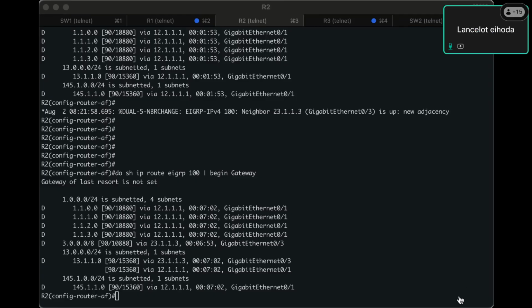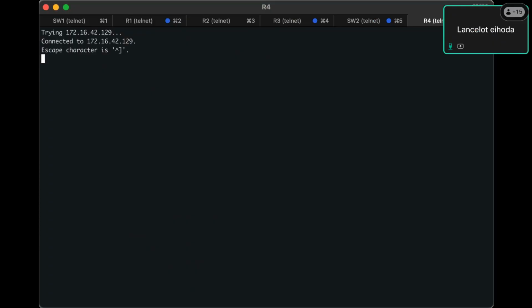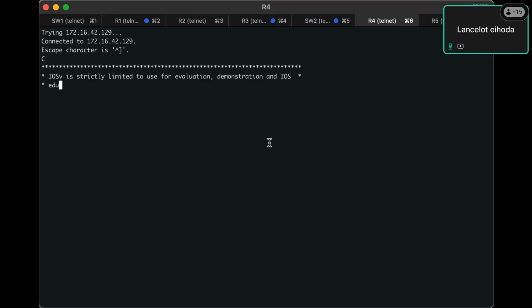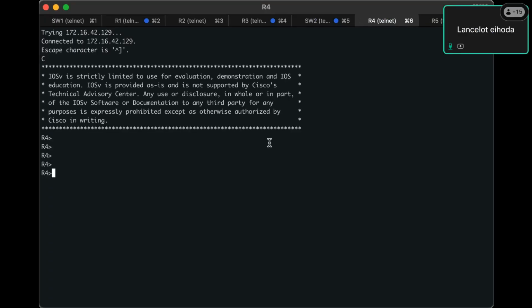So that's basically that. Our topology is here. On our new task, we are supposed to create a neighborship between routers 4 and 5, and we are supposed to use named mode. So as usual, our interfaces are set.